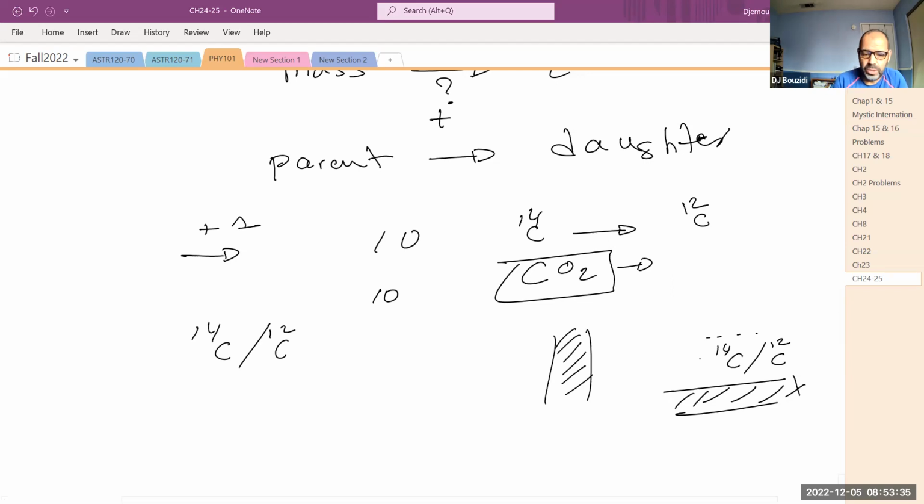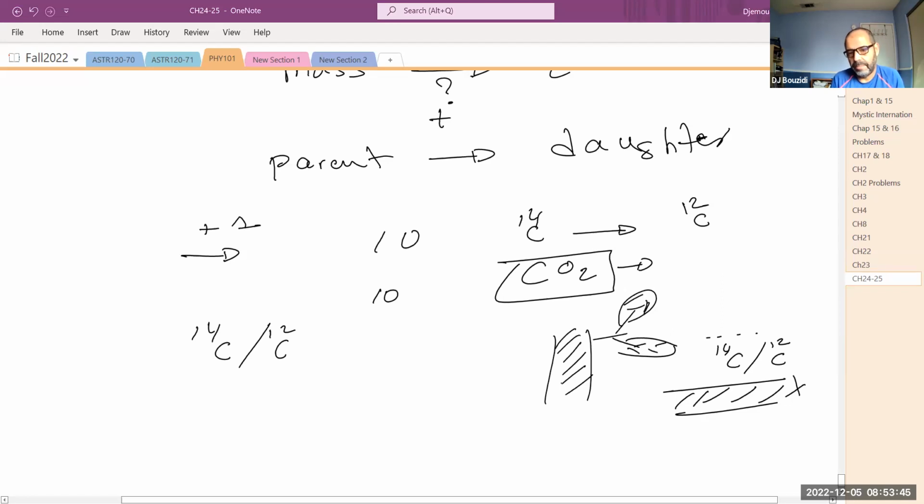If an animal feeds on this plant, its fruits or its leaves or whatever it is, then I can use the same process for that animal. If an animal feeds on an animal that eats plants, it's still the same way. So if that animal dies, I can take it, find the ratio of carbon-14 to carbon-12 in it, and determine its age. That is the essence of carbon dating.